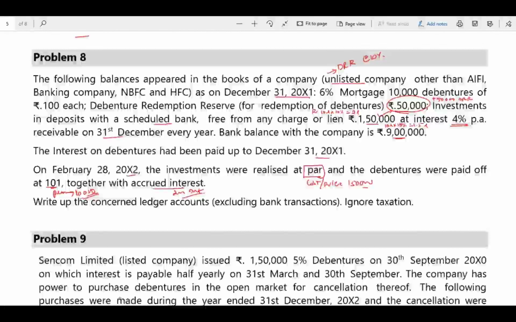So write up the concerned ledger accounts excluding bank transaction. That is, excluding whatever is exclusively bank. If it is affecting debentures and so on, we have to prepare the ledger accounts. That's all. A small set of ledger accounts in order to start.